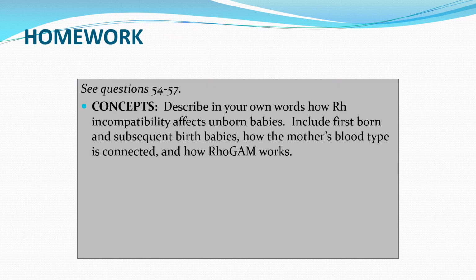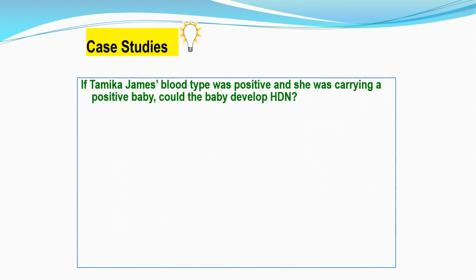Be able to describe in your own words how Rh incompatibility affects unborn babies. Include firstborn and subsequent birth babies, how the mother's blood type is connected, and how RhoGAM works. Okay? So be able to do that, and make sure that you understand that when she gets pregnant, she's negative, her husband's positive, the baby happens to be positive. It doesn't affect that baby, right?